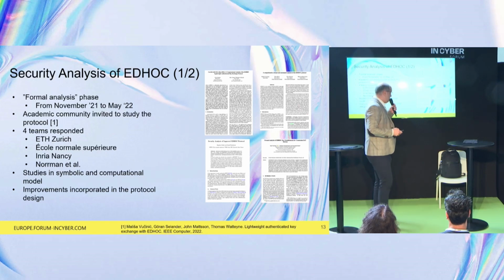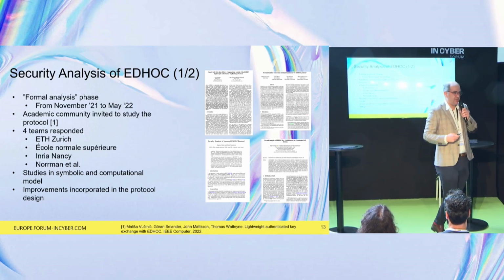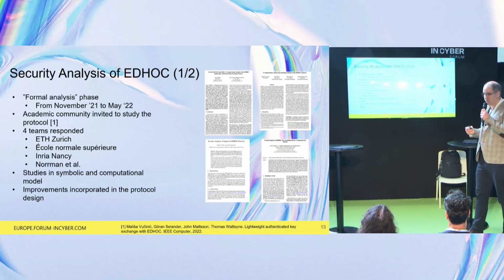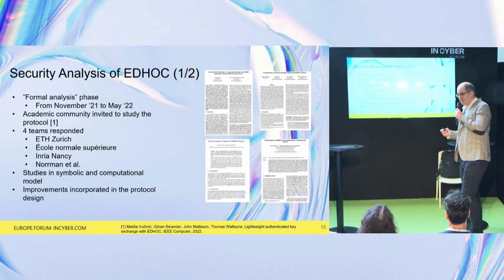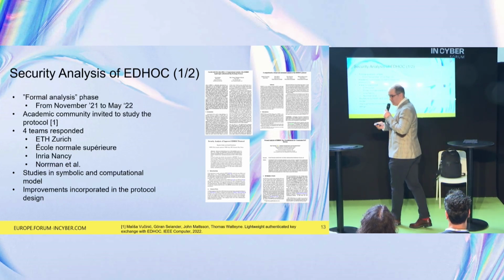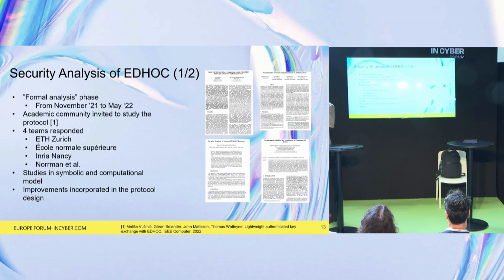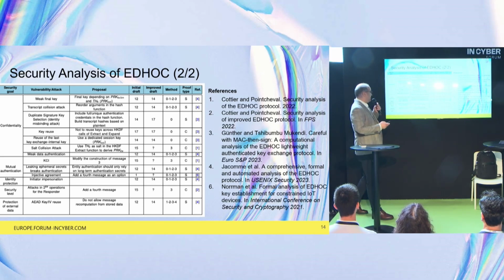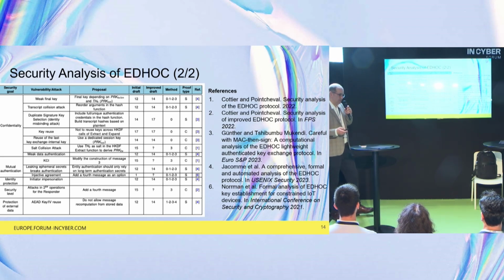As I said, from November 2021 to May 2022, we invited the academic community to study the protocol. What happened is that there were four teams worldwide that responded to this call, meaning that they did some studies in different security models in order to look for vulnerabilities in the protocol. And they did find vulnerabilities, which were later treated and mitigated in the future versions of the protocol before it was published as an RFC. What you see here is just a summary of the different attacks that were found by the academic community on the early versions of the protocol in some advanced threat models.